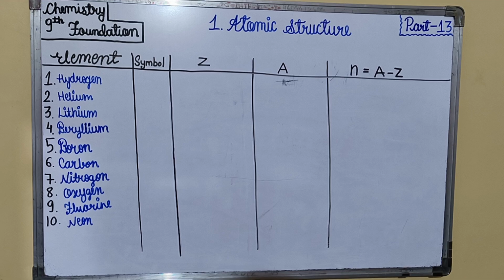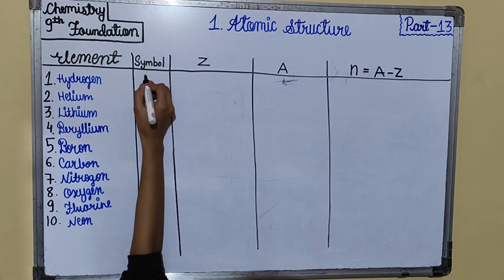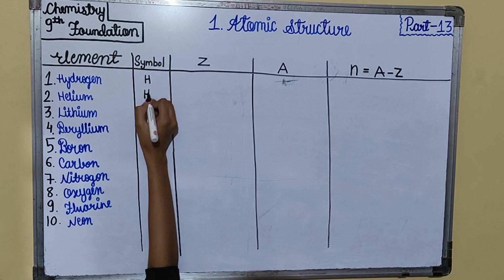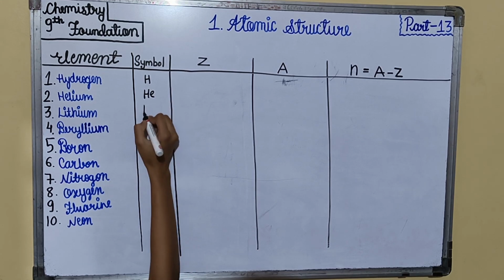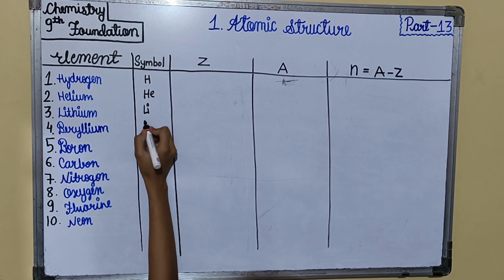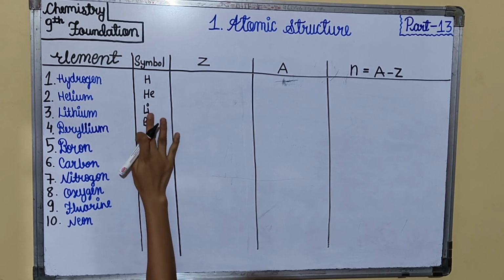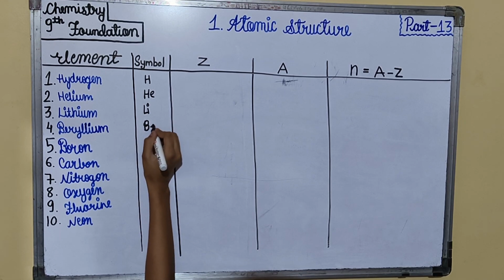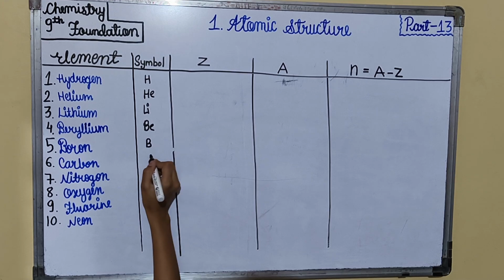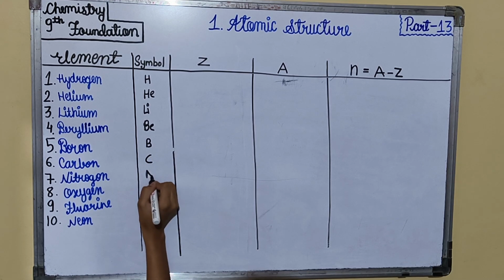Now symbols. Symbol of hydrogen is H, symbol of helium is He, symbol of lithium is Li, symbol of beryllium is Be, symbol of boron is B, symbol of carbon is C, symbol of nitrogen is N, symbol of oxygen is O, symbol of fluorine is F, and symbol of neon is Ne.